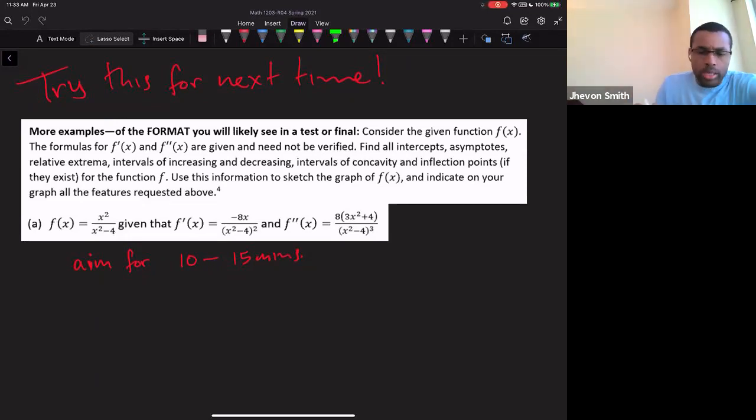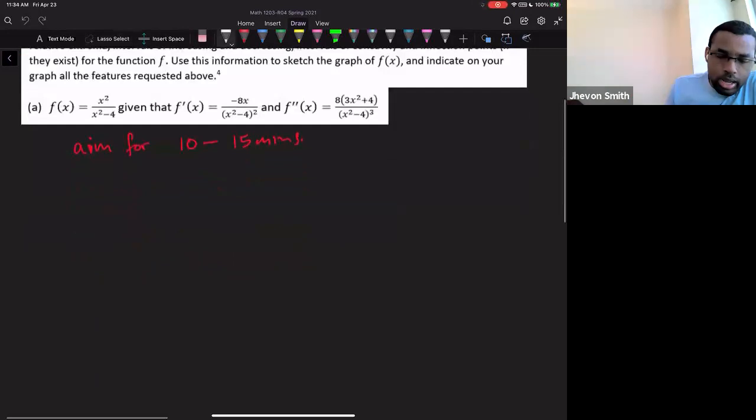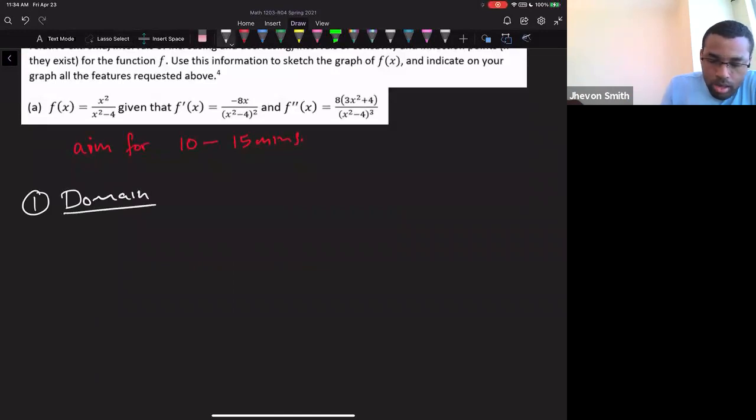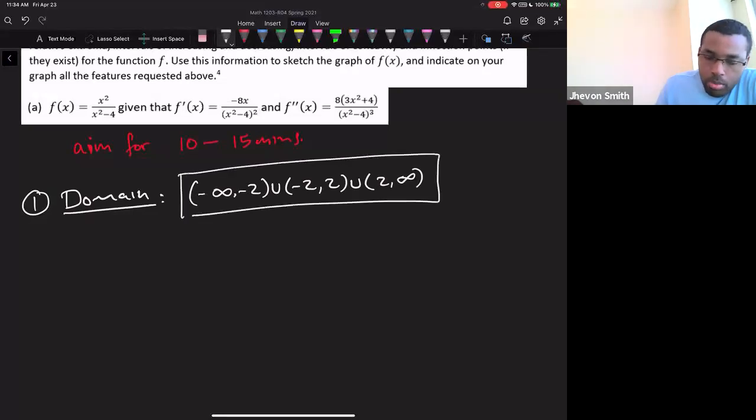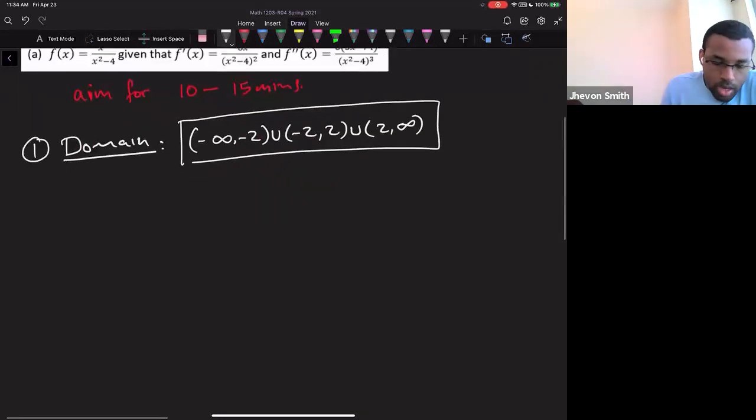So we always start with the domain. So here, it should be clear that we cannot touch -2 and we cannot touch 2. So that's the domain, everything except -2 and 2. Right? x squared minus 4 becomes 0 when x is plus or minus 2. Okay, so that's fine. Moving on, the next thing we try to find is the intercepts.